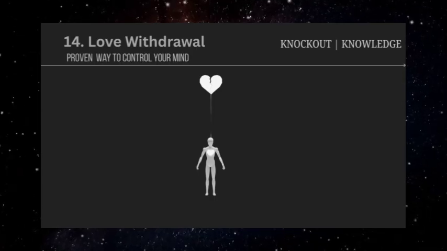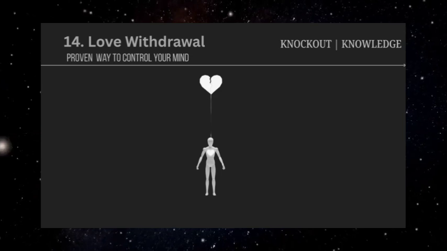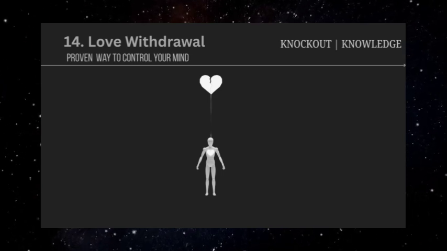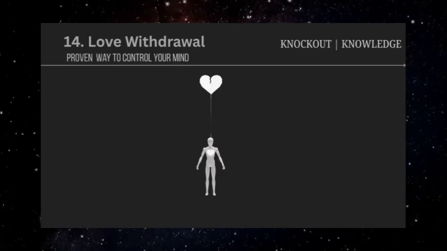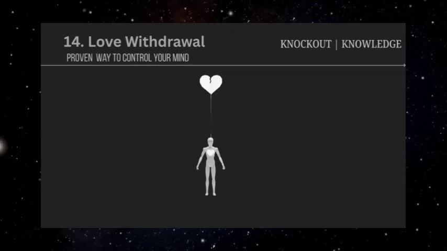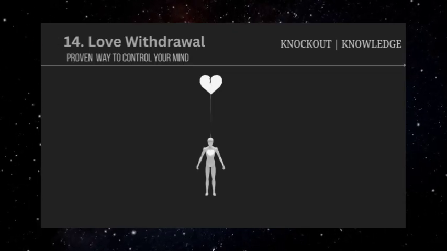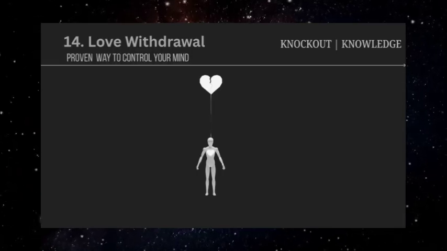Love withdrawal differs from legitimate emotional distance that might occur after genuine hurt or conflict. Healthy emotional distance usually involves communication about what's wrong and what's needed for resolution. Manipulative love withdrawal deliberately avoids communication and uses emotional absence as a weapon to force compliance rather than seeking genuine resolution. The long-term effects of repeated love withdrawal can be severe.